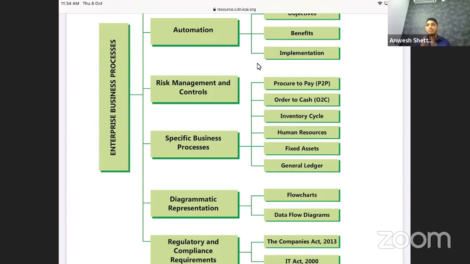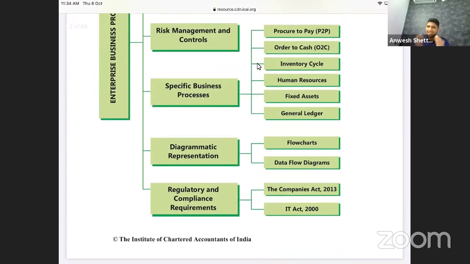Diagrammatic representation, flowchart and data flow diagram, I'm not going to cover in this class. Most of the time I receive requests from students to cover flowchart, but in today's class I won't, because 1.5 hours is not enough to cover the entire chapter along with flowchart. There are some YouTube videos on the IndigoLearn channel itself where you can find flowchart videos. The last one is regulatory and compliance requirements. Again, very general. You can read it and understand it.